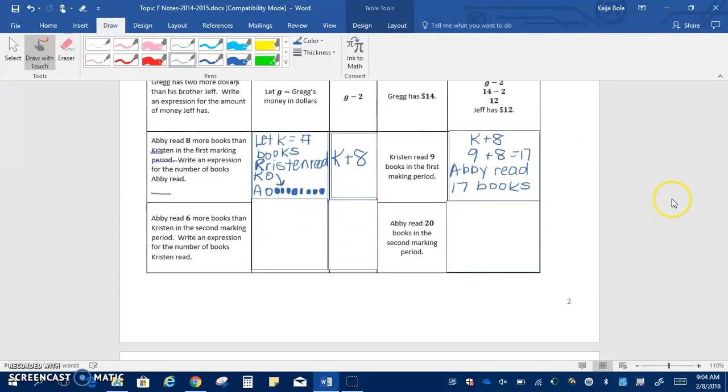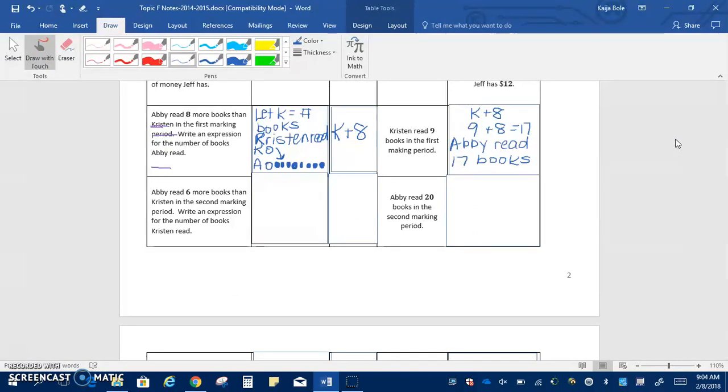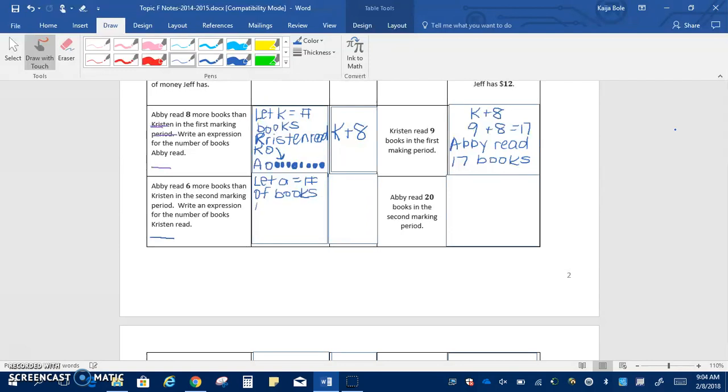The next one said Abby read 6 more books than Kristen in the second marking period. Write an expression for the number of books Kristen read. Now because we're looking for what Kristen read, that means we're going to use the letter A. So let A equal the number of books Abby read.